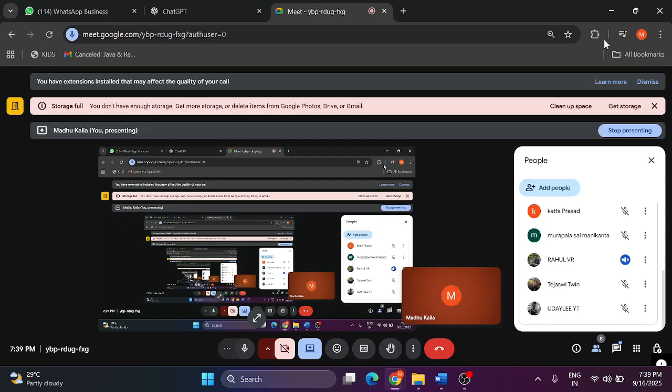So there are three types. First one compiler, second one interpreter, and third one assembler. Right? We have three types of translators. Nice.